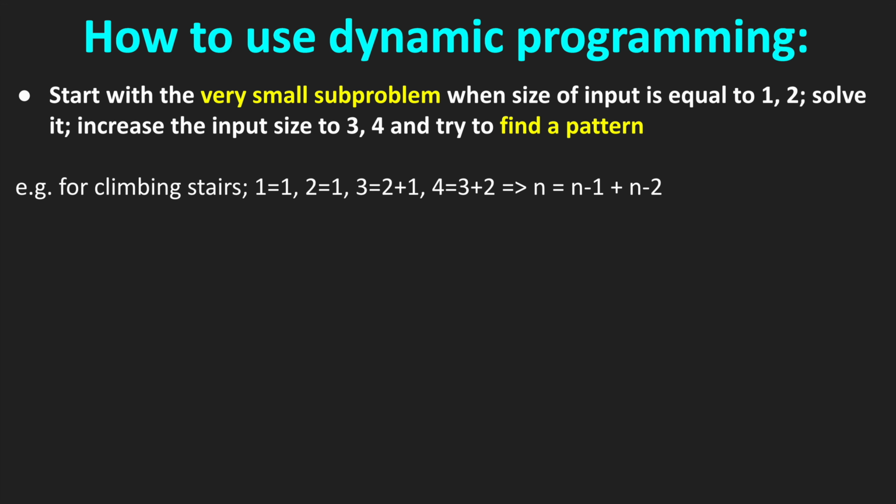For the second, we have two ways, and for the third, we can come either from the first or second stair. For the fourth, we can come either from the third or second stair, and for the fifth, we can come from the fourth or third stair. Then the formula here is that n is equal to (n minus 1) plus (n minus 2).